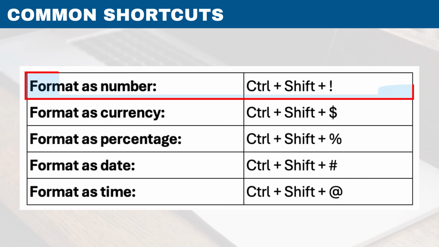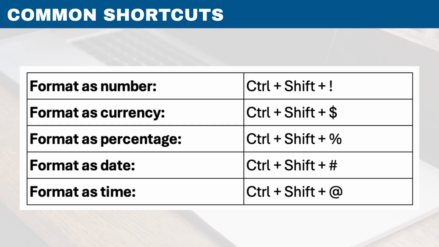To format as a number, select the cell or range of cells you want to format and press the Ctrl, Shift, and exclamation mark keys simultaneously. The selected cells will be formatted as numbers.